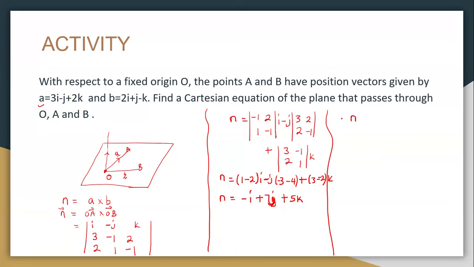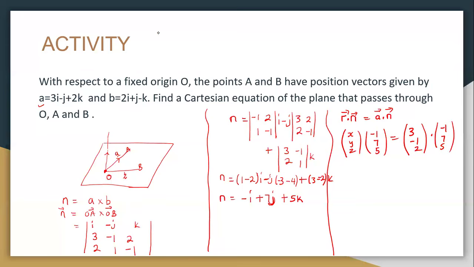So we shall say that our R dot N is equal to our A dot N. So that one can work. So this will give us our X, Y, and Z into our normal -1, 7, and 5 is equal to A. Feel free, you can take A, you can take B. Any point you choose, you will get the same answer. So I'll have 3, -1, and 2 dot our N, which is -1, 7, and 5.